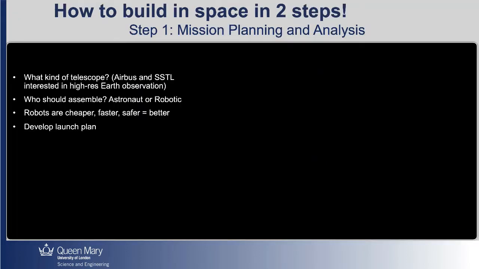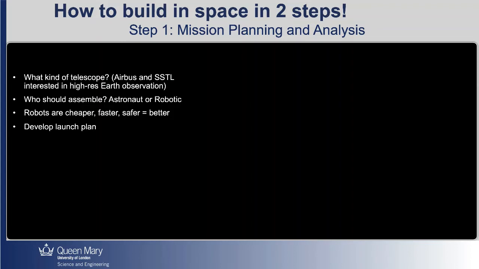So how can we go about building this kind of structure? Well, it can be done in two steps. The first one is mission planning and analysis. Over here, we begin by identifying what kind of telescope needs to be built. In my work with Airbus and SSTL, two industry giants in the UK, we've looked at a 25-meter Earth observation telescope. We've also considered who should be assembling this. Should it be an astronaut or should it be a robot?